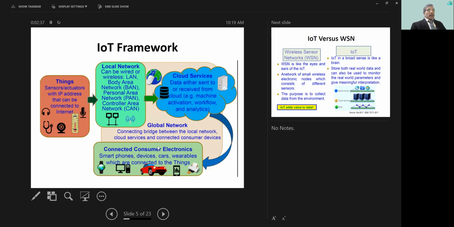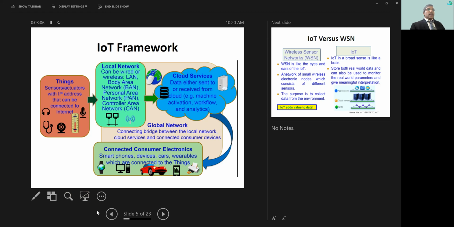So let us look at what this IoT is and the IoT framework. Right? IoT is essentially a connected loop. Basically, we have sensors or actuators with their own IP address that can be connected to the internet. These are called the things, and we have numerous such sensors already in place in our society and in smart cities.